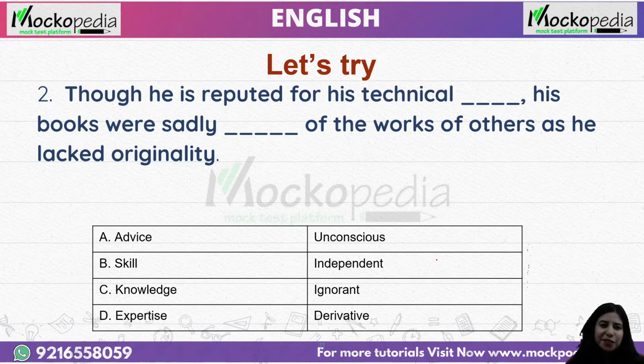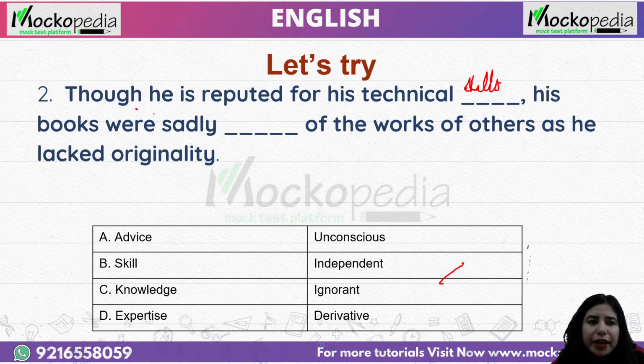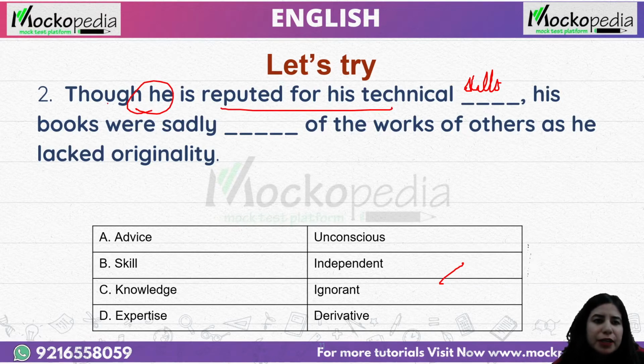Let's start the discussion. Though he is reputed, means he's got an image for his technical dash. So if he has a reputation, it would be for his technical skill. While reading, we are able to understand that we are talking about this person. The additional information is that he is reputed for technical skill. Now there's the transition "though", which we are going to use to solve the later part of the sentence.